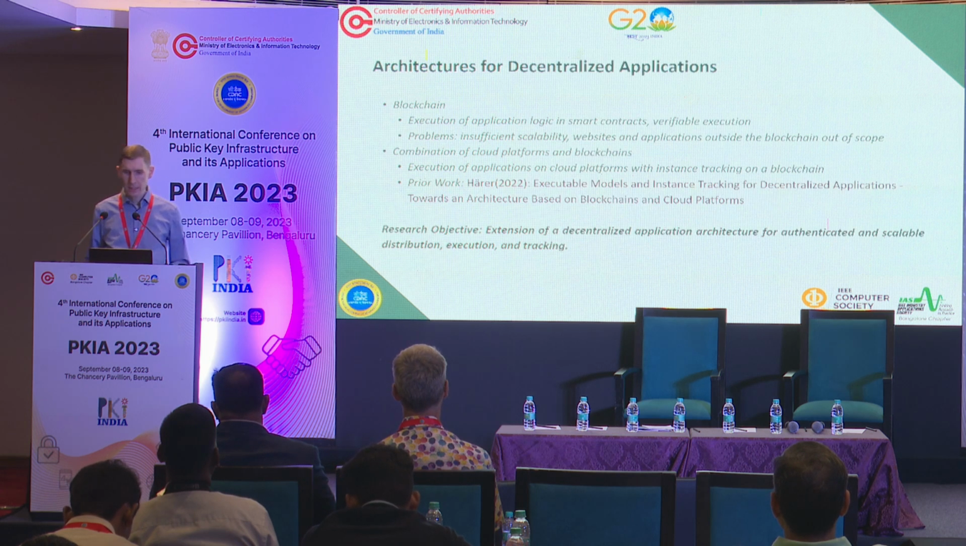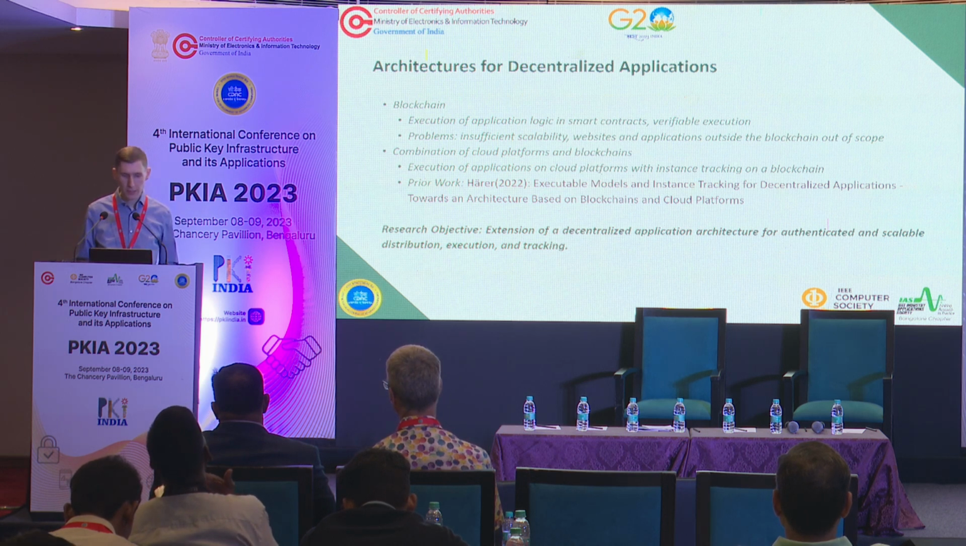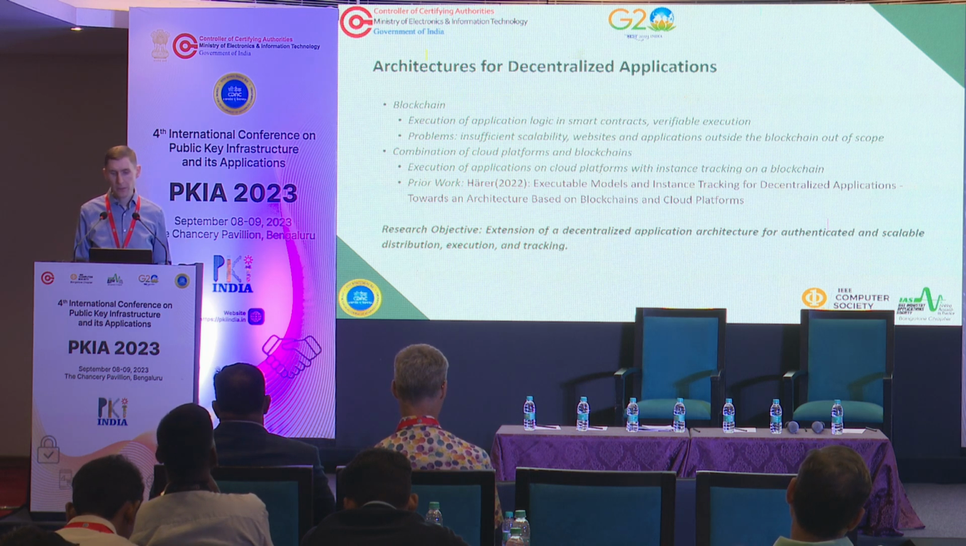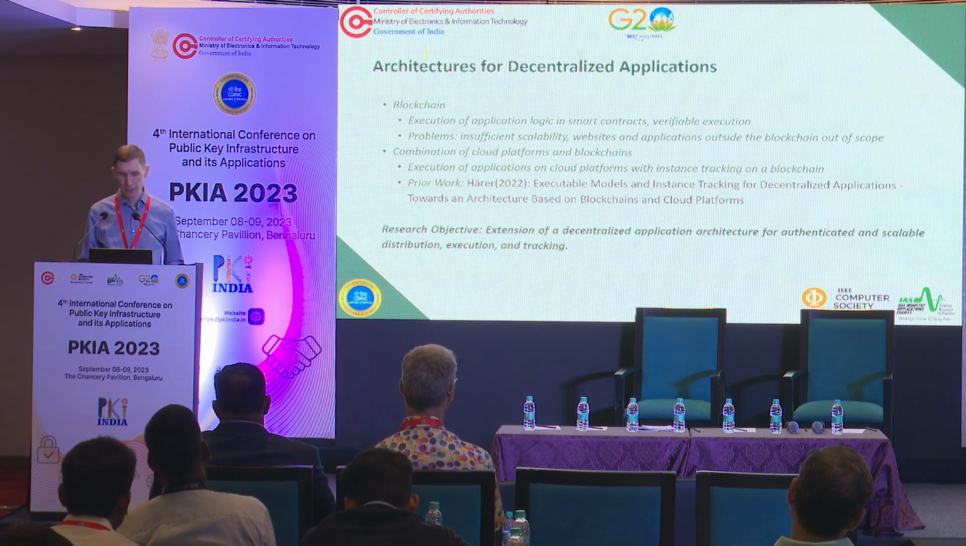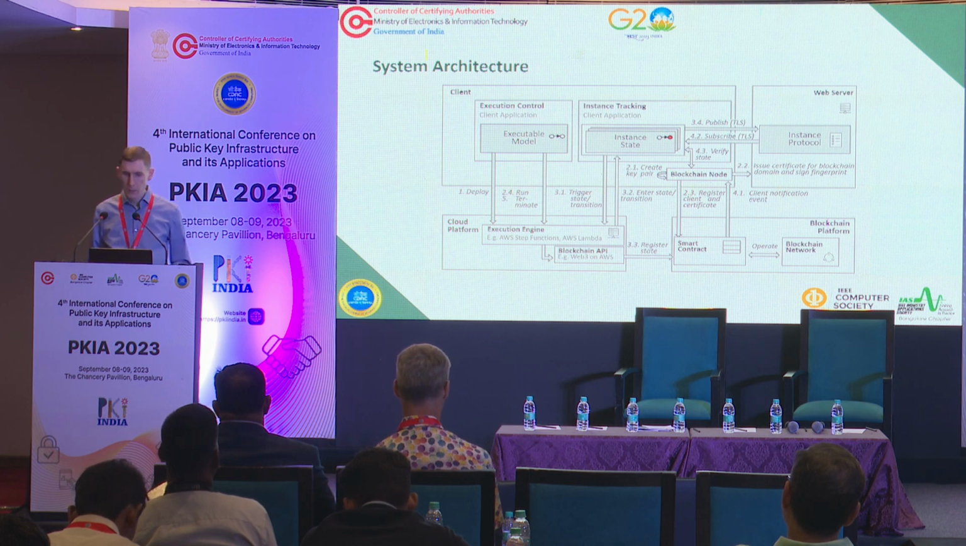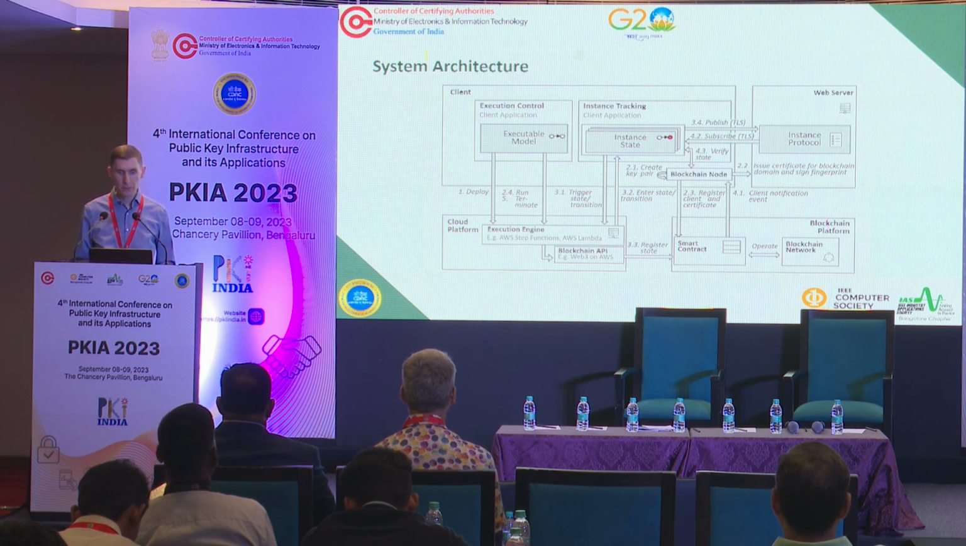So how do we run such applications? We run them on the blockchain, or we run them on a combination of cloud platforms and blockchains. And this paper is about extending such an approach, which I introduced before. The research objective here is the extension of this architecture for authentic and scalable distribution, execution, and tracking of applications. I will not have time to go over the architecture in full, but I will just make a few key points.